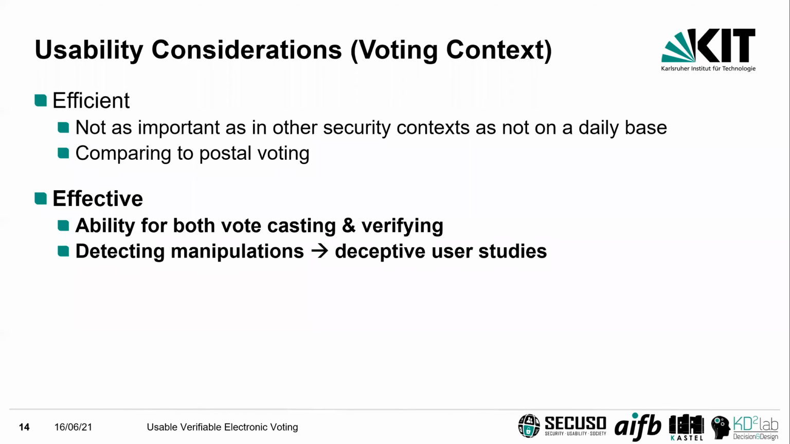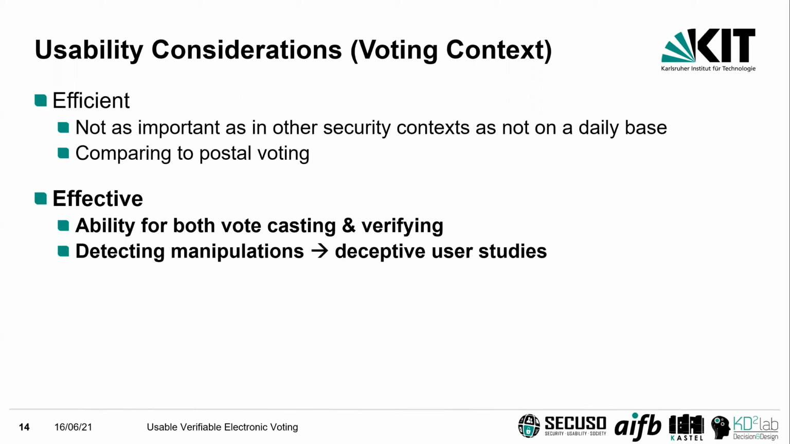The next one is effectiveness. What is important to mention here is that voters should be able to do two things. They should be able to cast their vote, and they should be able to verify. So how do you know that they are able to verify? The only way to study this in a user study is to actually integrate or manipulate the system, but not telling your participants beforehand. I will talk about these types of user studies later on.